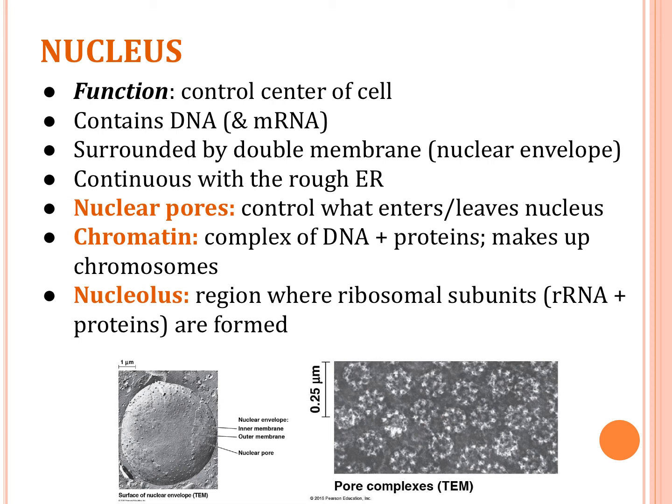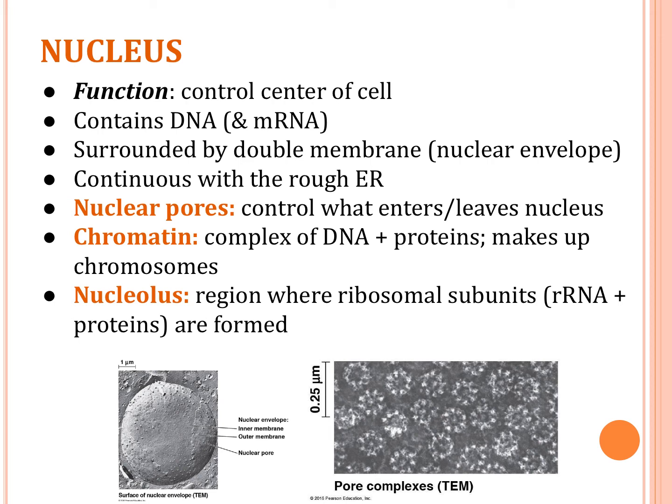All right, from here on out, we're going to talk about the parts of a eukaryotic cell, and of course, eukaryote refers to the true kernel, or the nucleus itself. So the function of the nucleus is that it is the control center of the cell. It contains the DNA, which is coiled up in chromosomes. You're also going to find mRNA, or messenger RNA, in the nucleus because that's where transcription occurs, where DNA is used to code into RNA.